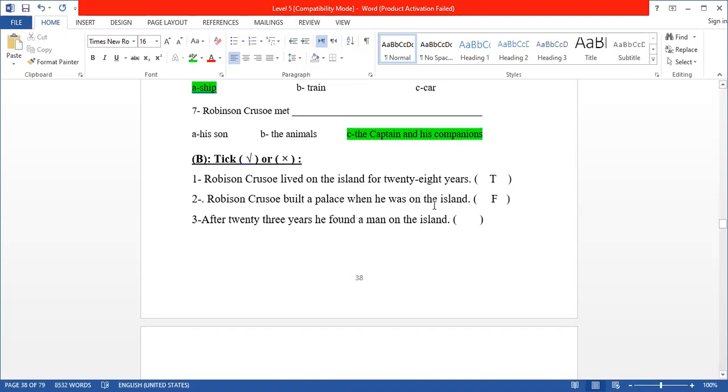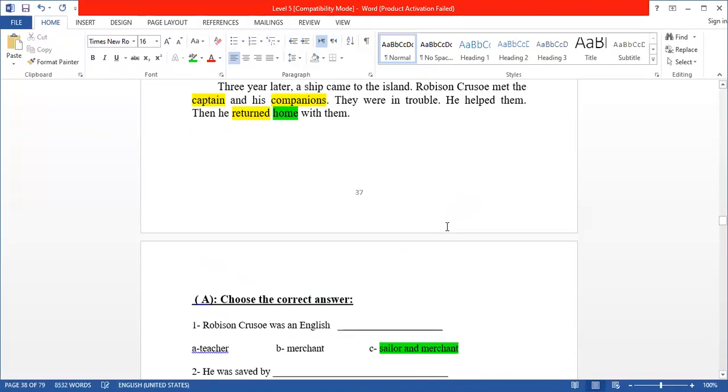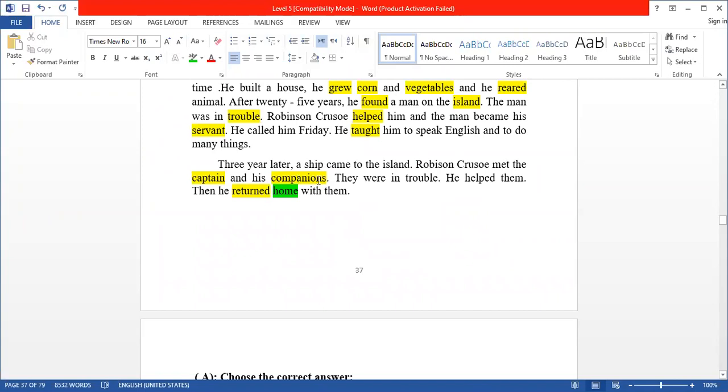After 23 years, he found a man on the island. Is it true or false? False. After 23 years, yes. 3 years later, a ship came to the island. Robinson Crusoe met the captain and his companions. So is it true or false?